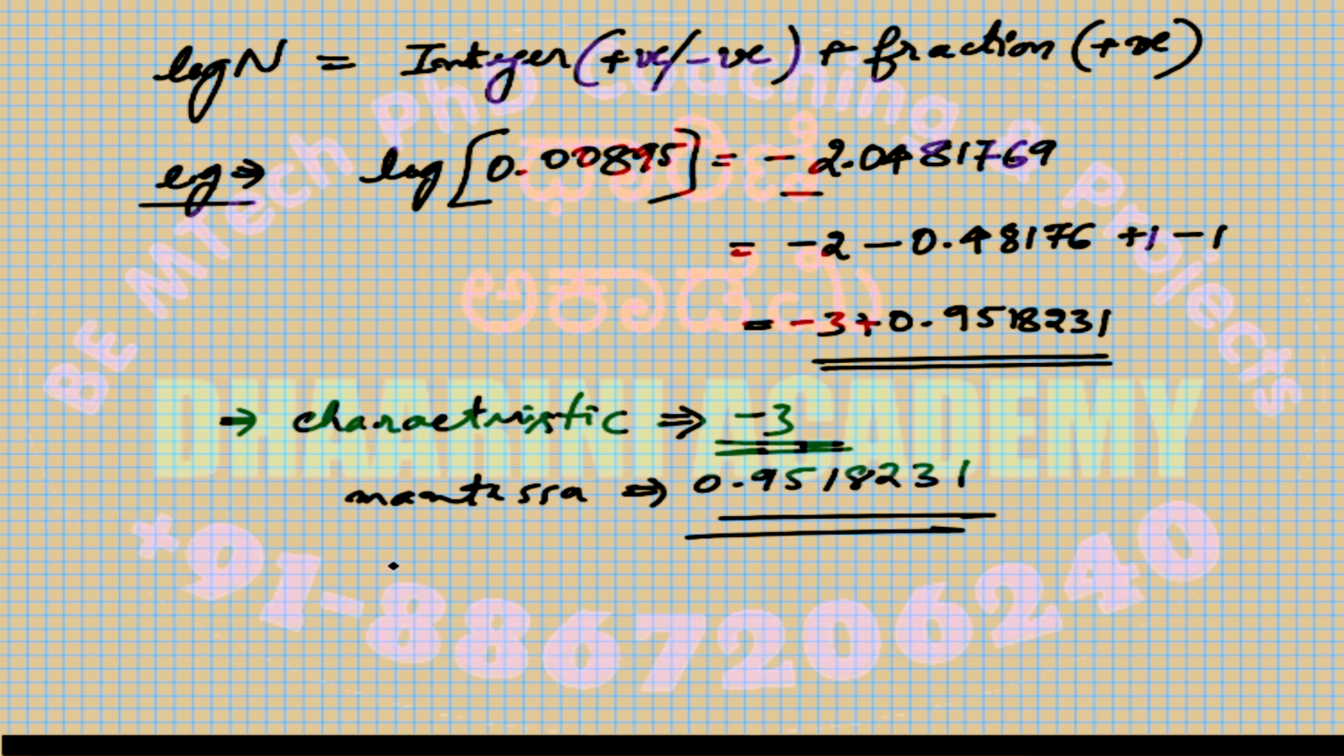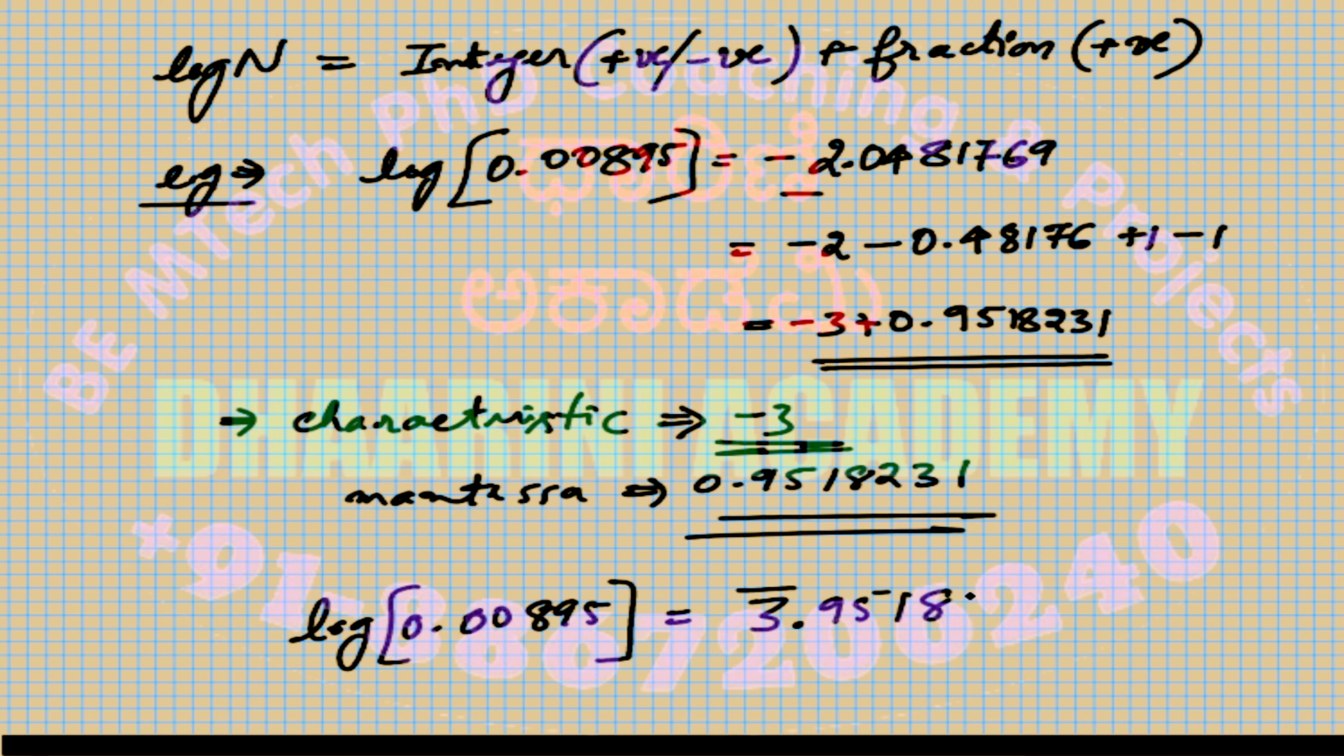But there is another standard notation. We find this in many of the books, which says that log of 0.00895 is equal to, you see this notation, the -3 will be written on the top. So this is like 3 bar dot 9518231. So there will be some representation like this also, right? Don't get confused, it's one and the same. So instead of writing it as -3 plus 0.95 whatever, they write it as 3 bar, indicating that that part is negative because it is the characteristic of the given log answer, and the positive part, that is 0.9518, will be written after it.